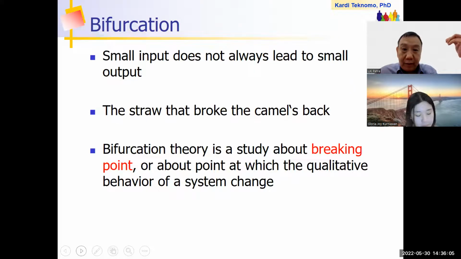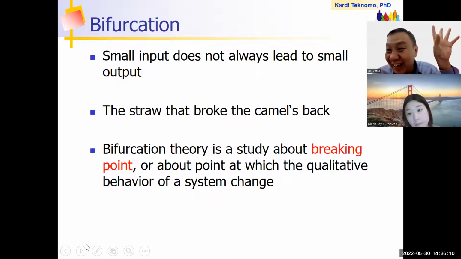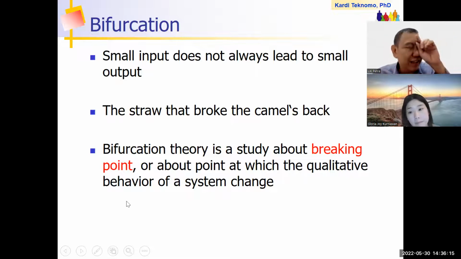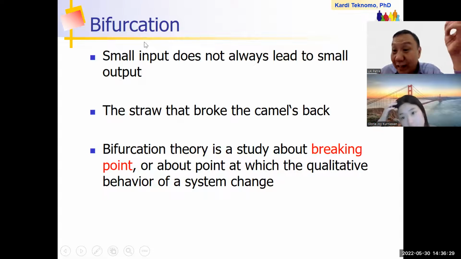So now, go to the next topic. You understand cycle, right? You know how to find the cycle in bifurcation in cobweb a while ago, right? Now, bifurcation is the next theory, based on that number of cycles. What is that? Bifurcation says like this: small input does not always lead to small output.